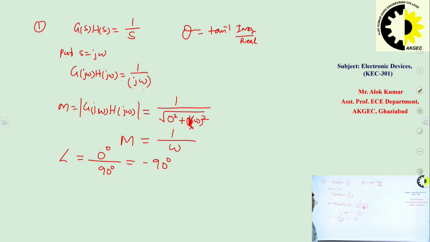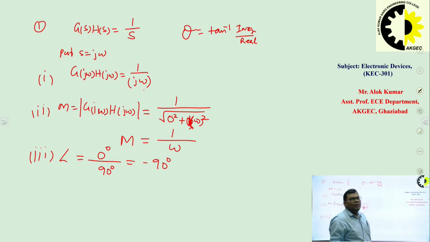Now, this was the first step. Second step is find the magnitude. Third step is find the angle, and in fourth step we will vary omega from 0 to infinite, and we will try to find out the magnitude and angle. So, now if I put omega is equal to 0, then what is magnitude and angle? If I put omega is equal to infinite, then what is magnitude and angle?